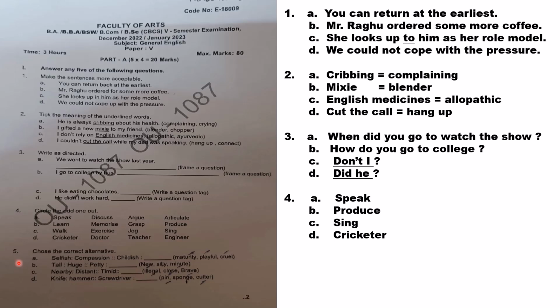Okay, moving on to the fifth question. Choose the correct alternative. Selfish, compassion, childish, dash. So selfish and compassion are two contradictory abilities.